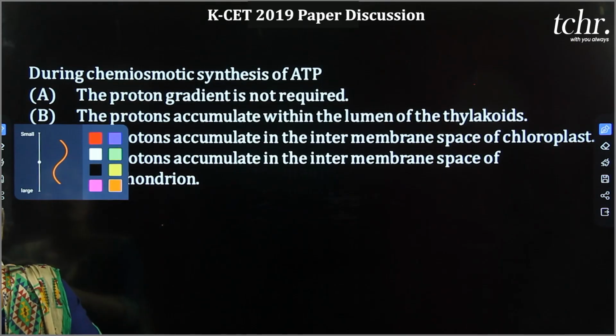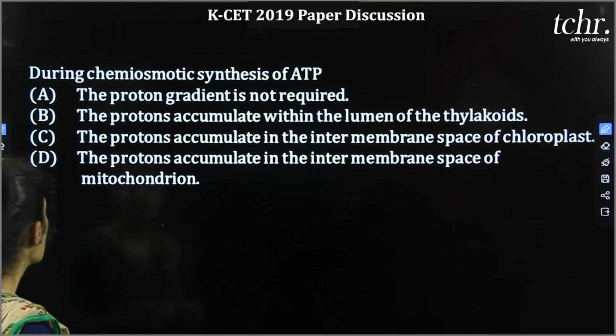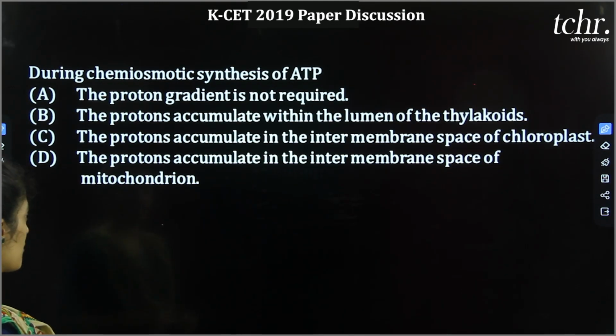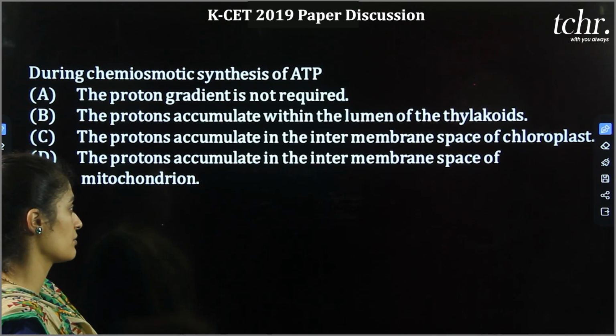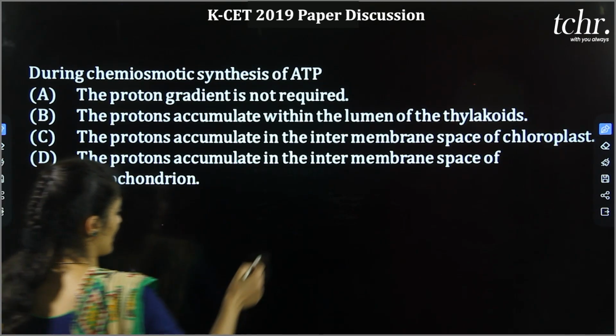Next one, see, during chemiosmotic synthesis of ATP, A. Proton gradient is not required. B. Protons accumulate within the lumen of the thylakoid. C. Protons accumulate in the intermembrane space of the chloroplast. D. Protons accumulate in the inner membrane space of mitochondria.